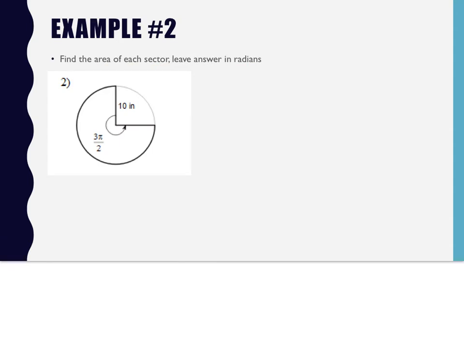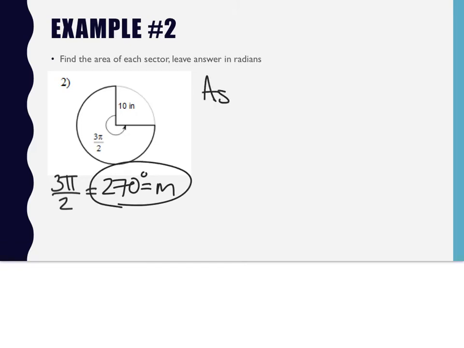Okay, example 2 asks for the same thing, area of the sector. So in this one, the degree is given to us in 3 pi over 2. I'm going to just tell you what that is in degrees. We make that change like from our last video, it'll be 270. So that'll be our M. So let's set up our formula. Area of sector, area of whole circle, M over 360.